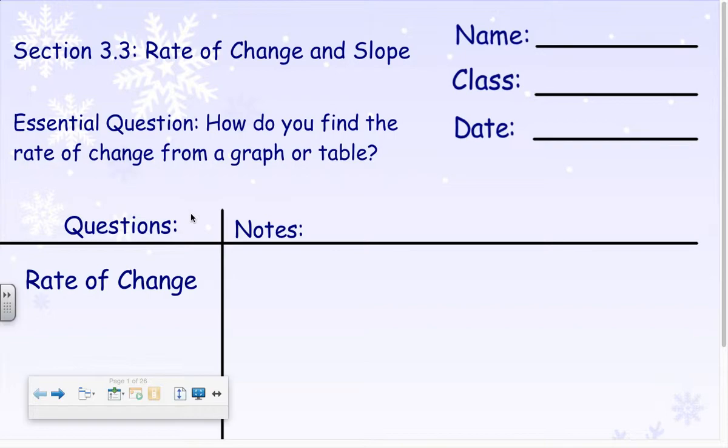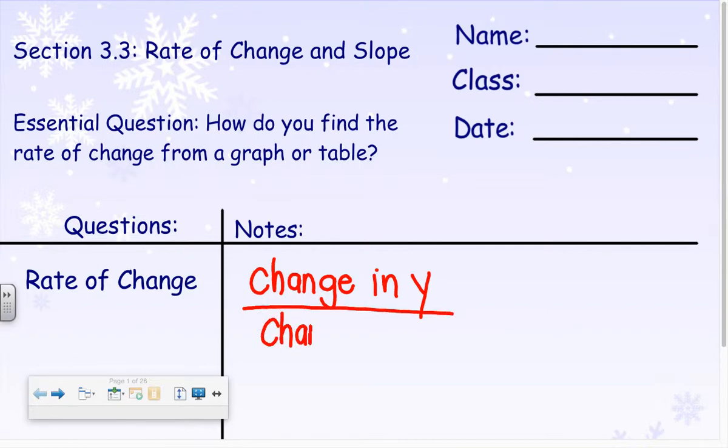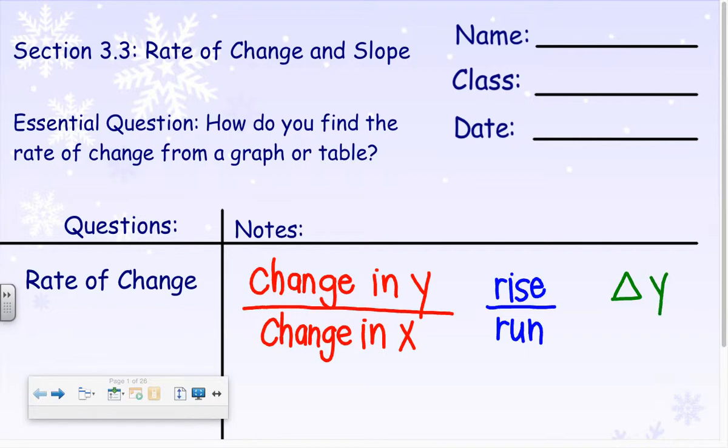Well, rate of change is the change in y over the change in x. This can also be thought of as rise over run. And sometimes it's written as this. Change is a triangle, so change in y over the change in x.